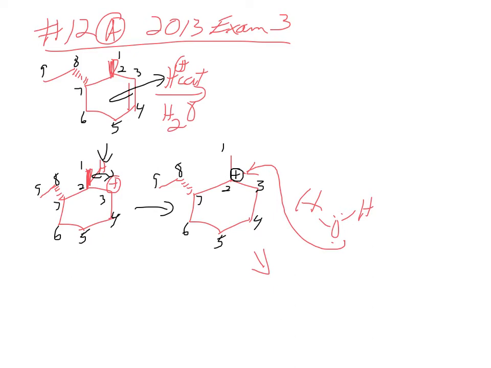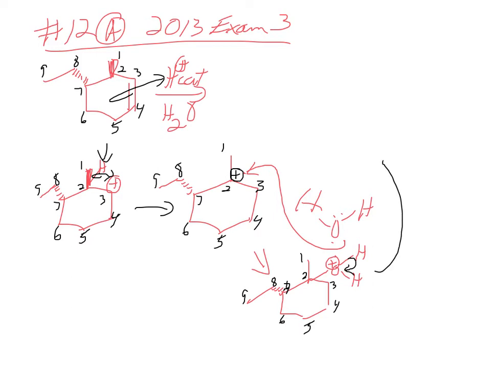Let's draw both the wedge and hatch. Let's draw first out what happens. Because we're not done with the mechanism until we've regenerated our catalyst too. 1, 2, 3, 4, 6, 7, 8, and 9. So I need to regenerate my catalyst, so have the electrons from the O go to the oxygen.